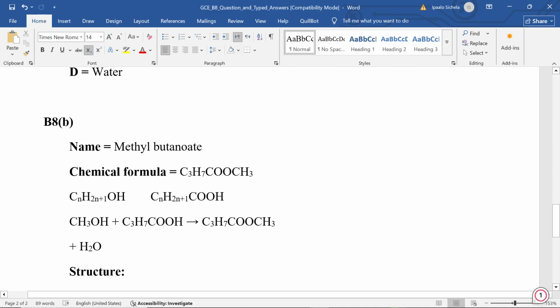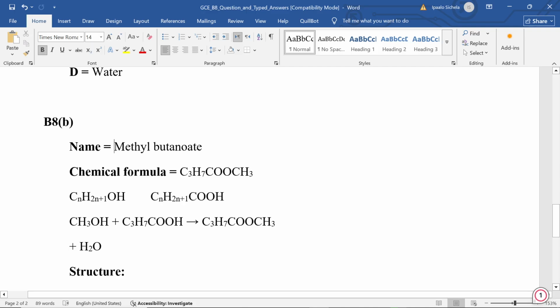But when writing the name of the ester in words, start with the alcohol. As you can see, I started with methanol, which is an alcohol. Methyl butanoate, I started with an alcohol. When writing the name for the ester in words, start with the alcohol. But when you're writing the chemical formula of the ester, start with the carboxylic acid, then the alcohol. I hope you've noticed the difference.